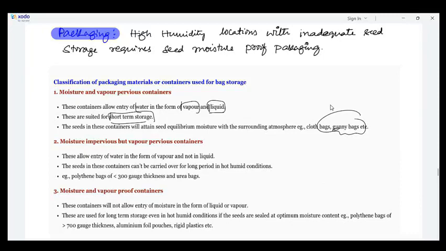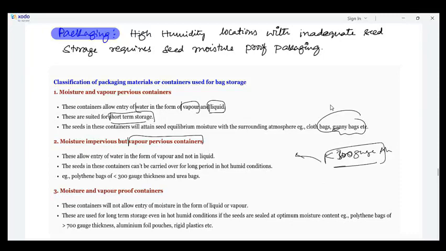Secondly, there are moisture impervious but vapor pervious materials. That is, moisture in liquid form is inhibited, but in the form of vapor it is allowed, as the material cannot inhibit vapor. Those types of materials include 300 gauge aluminum foils. Below 300 gauge, these are the packaging materials.